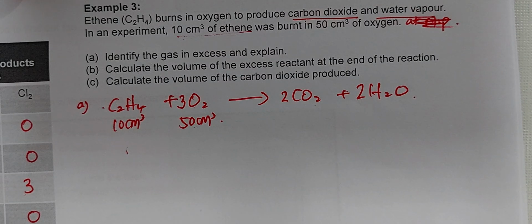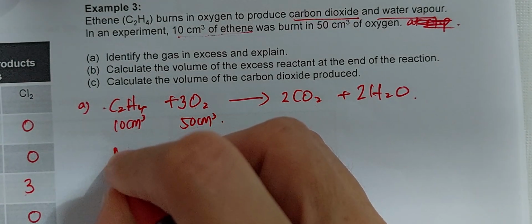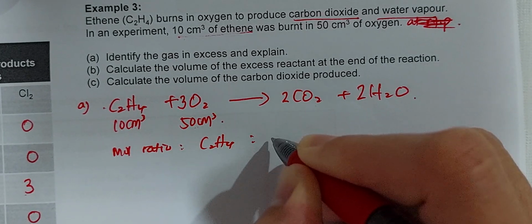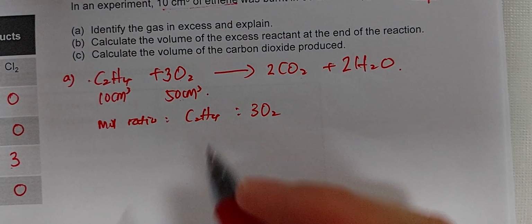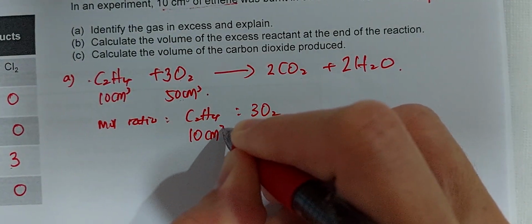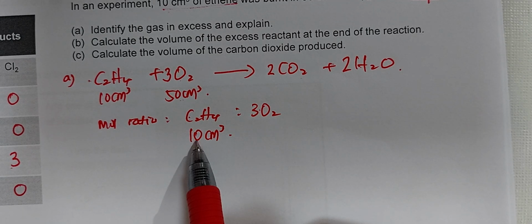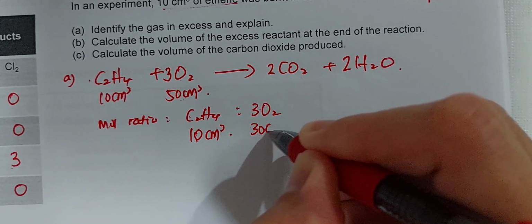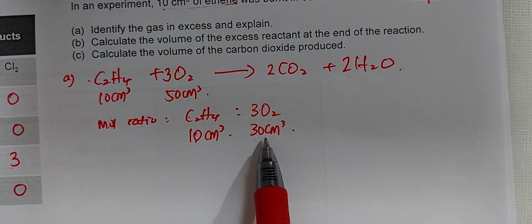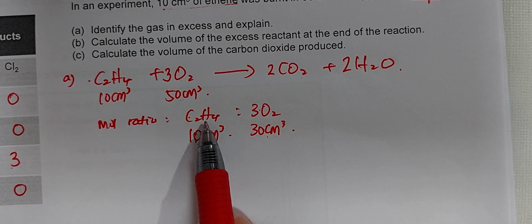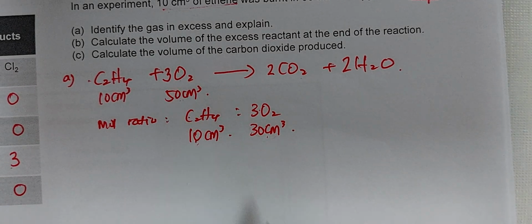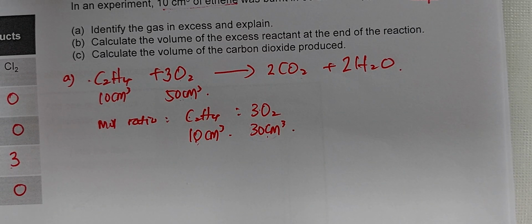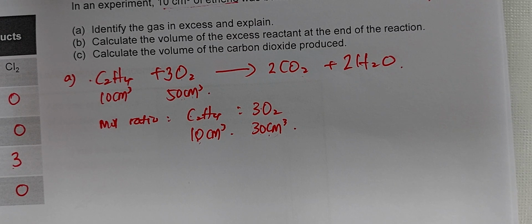So how do you identify the gas in excess? So again, mole ratio, C2H4 to 3 oxygen. Okay, so if you have 10 cm3 here, 1:3, right? So if you have 10 cm3, how much of this? There will be 30 cm3. So you need 30 cm3 of oxygen to react with 10 cm3 of C2H4. But what you have now is 50 cm3. 50 cm3 is more than 30 cm3, which means the oxygen is in excess.